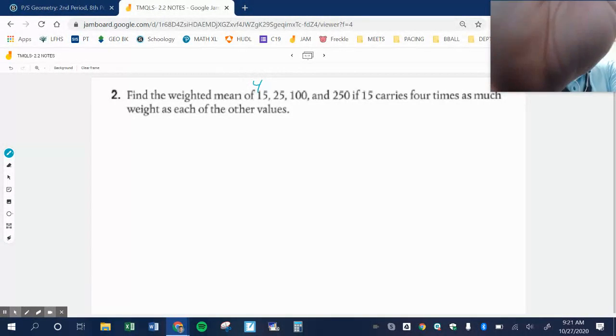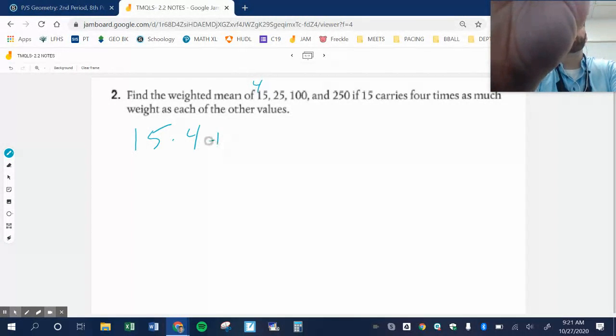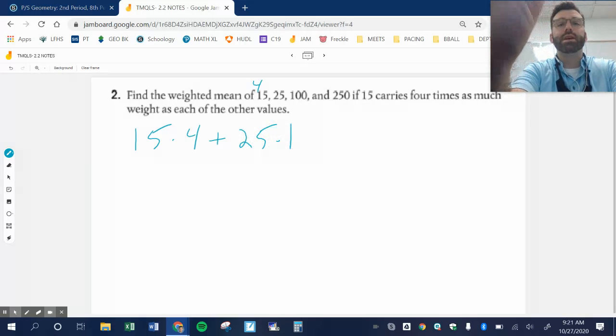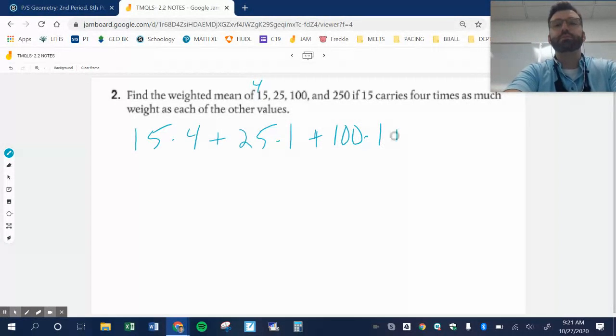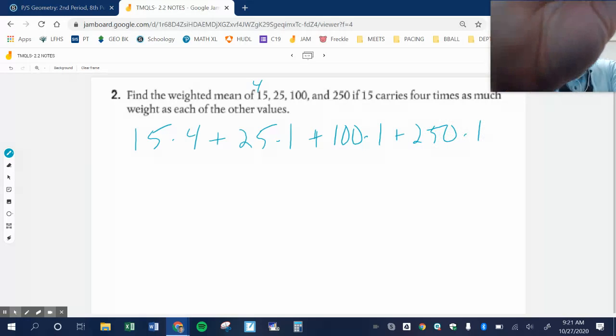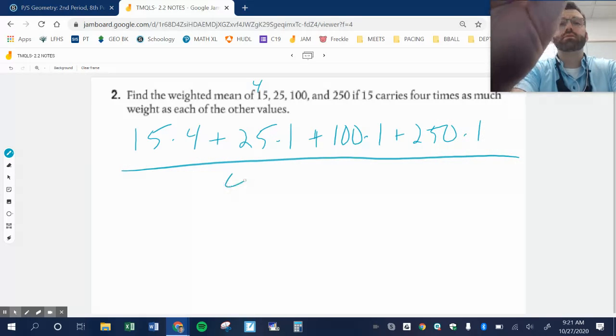So 15 times 4, since it's 4 times the weight, plus 25 times 1 plus 100 times 1 plus 250 times 1, all over 4 plus 1 plus 1 plus 1.